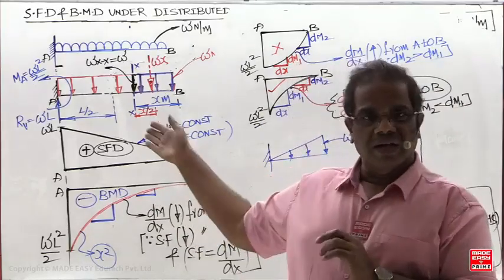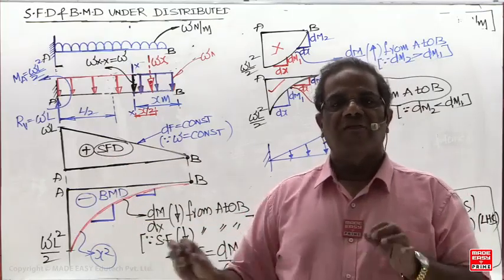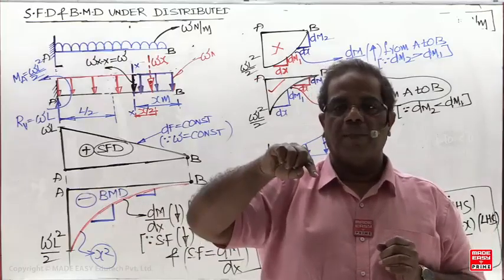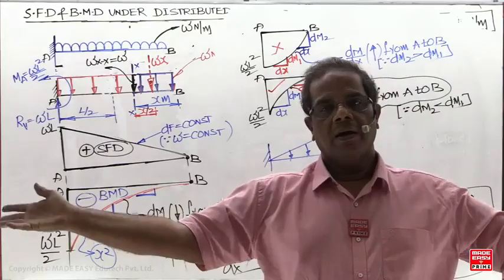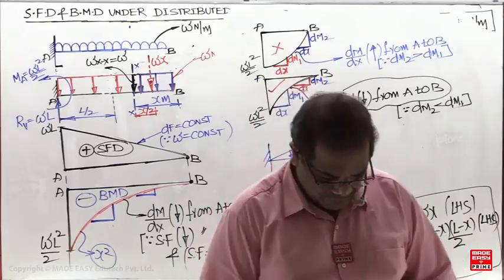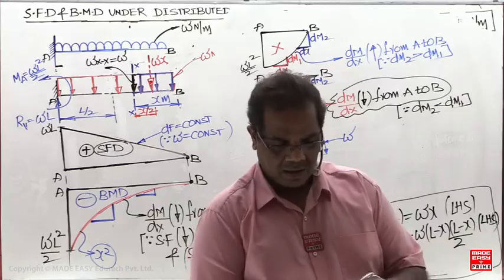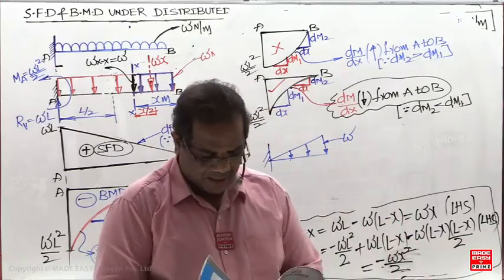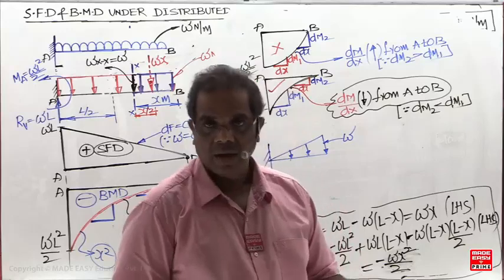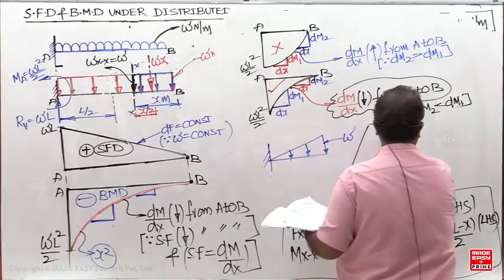So tomorrow we are going to take so many examples. Whenever there is a distributed load, what is the first step now? First convert it into a concentrated point load. Then the remaining is the same. Tomorrow also same timing will be there. These questions you can complete based upon the class lecture now.